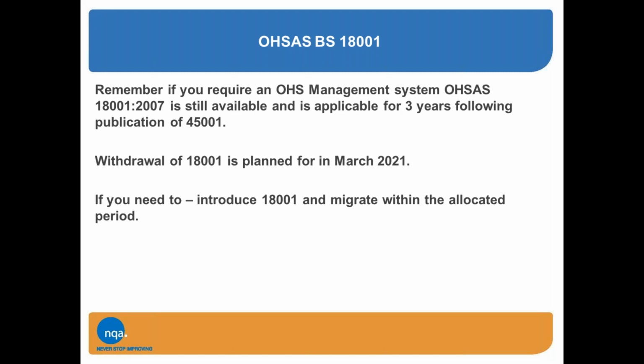Those of you who are just starting the process, then consider implementing 45,001, because obviously that's the replacement and it will give you more longevity. It doesn't have a withdrawal date, and you may be pleasantly surprised at how much is already in existence within your organisation.